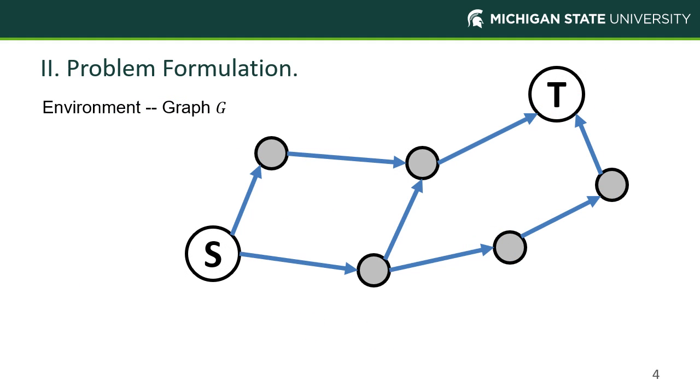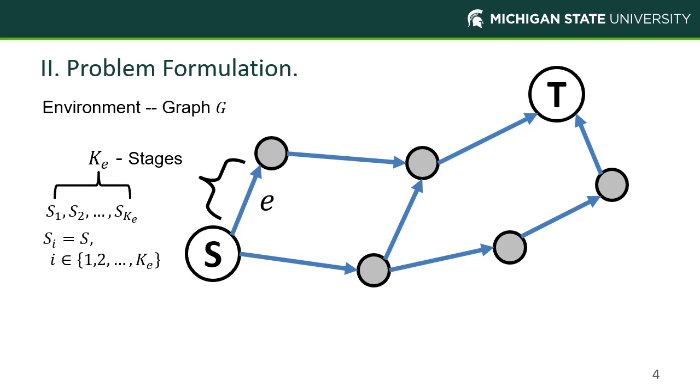The problem formulation consists of an environment which is modeled as a graph G. The graph G consists of a set of vertices and edges. Now, looking at the graph, let's focus on an edge E connecting two vertices belonging to a feasible route. We say that the travel between two vertices consists of several stages called KE. Each stage is associated with a stage cost matrix S subscripted by the corresponding stage, like S1, S2, and so on. In this work, we use fixed stage costs across all the stages on an edge E.